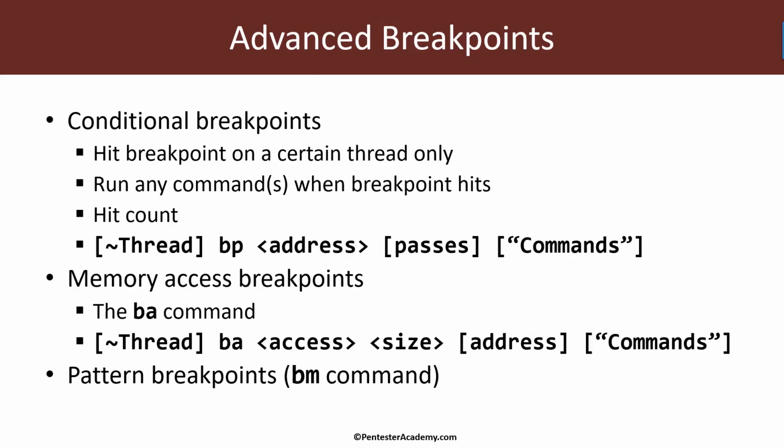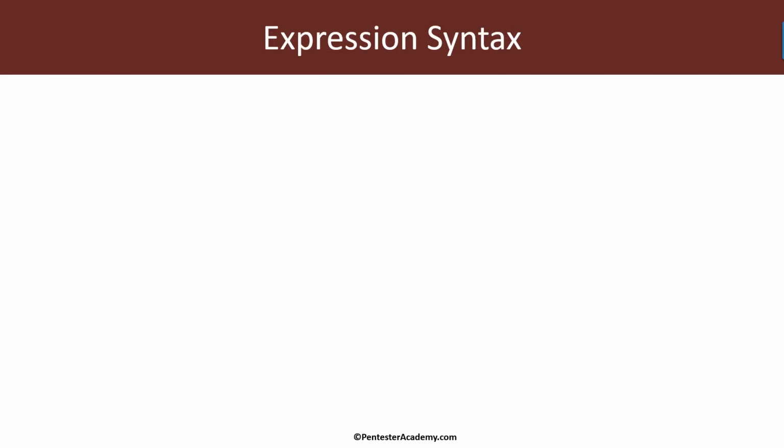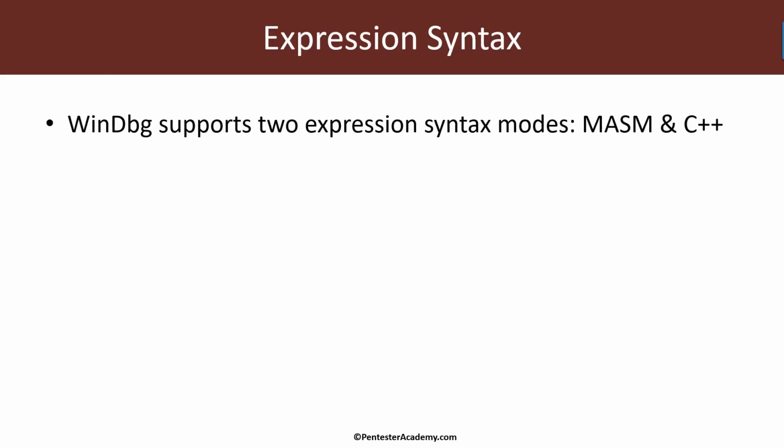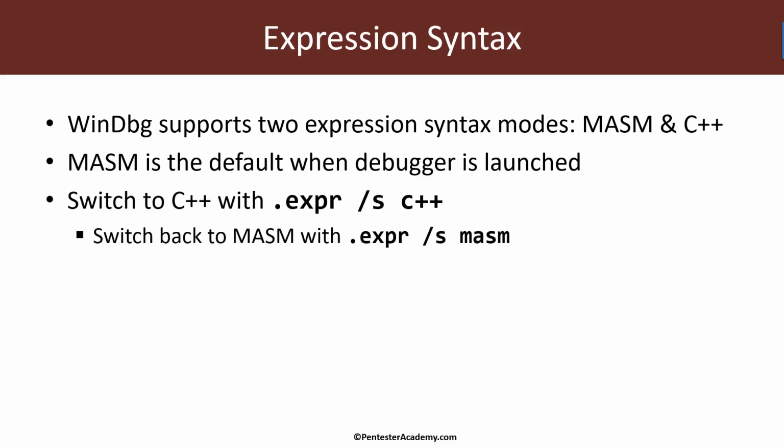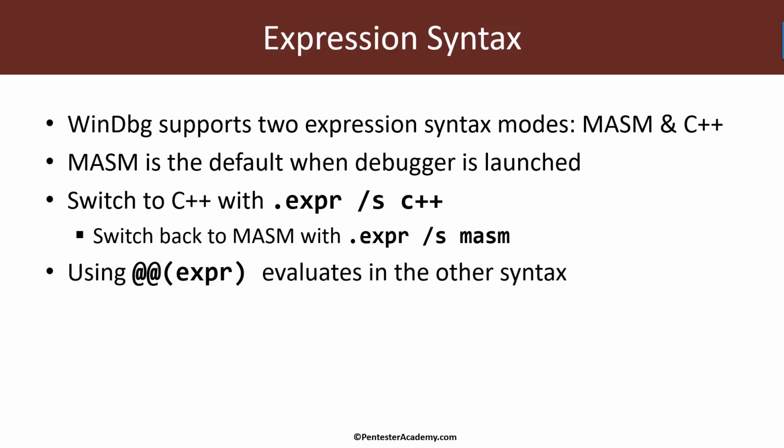So if you go back to the slides, here's the summary for the expression syntax, which is non-trivial. We have these two expression syntax modes, MASM and C++. MASM is the default when the debugger is launched. If you want to change that, you can do that with a command line parameter when launching WinDbg from the command line, or use the .expr command to make the switch to C++ as the default. That's going to be with /s and C++, and you can revert back to MASM anytime you want with similar syntax.